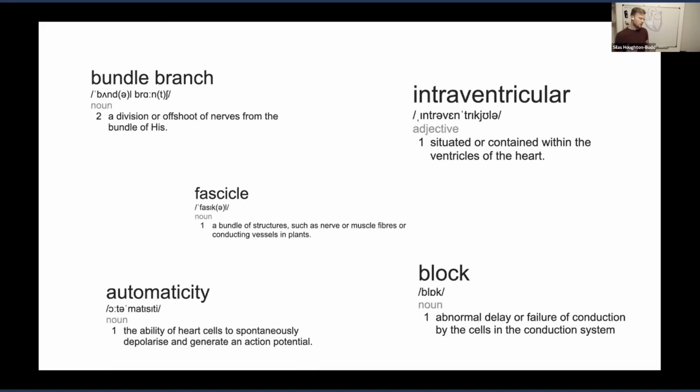Automaticity we discussed last webinar, but essentially it's the ability of heart cells to spontaneously depolarize. And we'll discuss that a little bit more in the physiology chat, because it becomes important for complete blocks. And a block can mean a lot of things, but in the context of today, it means an abnormal delay or failure of the conduction system. That can be either anatomical, from degradation of the conduction system or ischemia, for instance, or it can be functional, where the depolarization and repolarization of the conduction system is affected. And so you get a functional block, which can come and go, depending on the context.